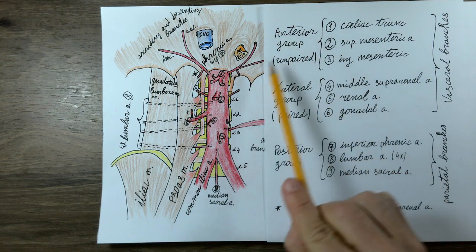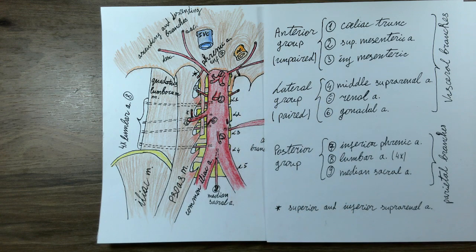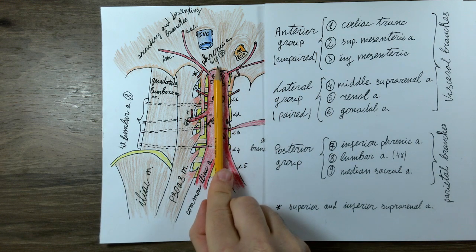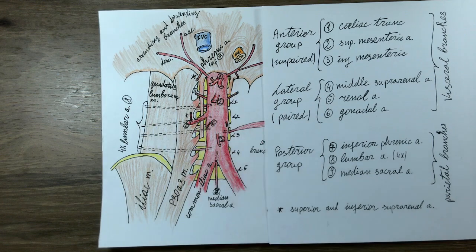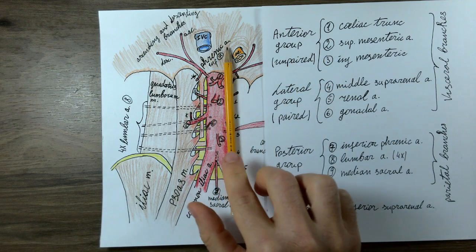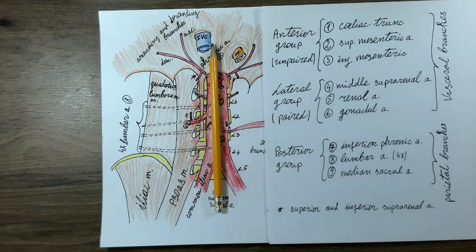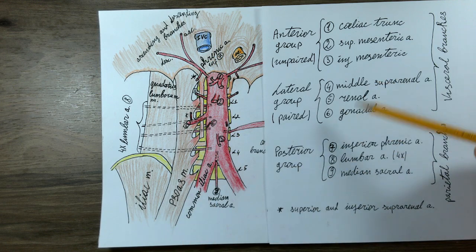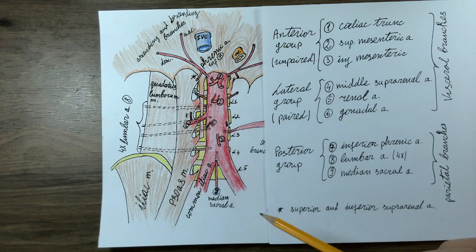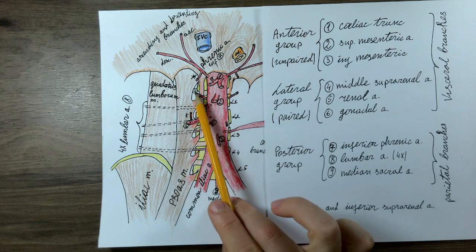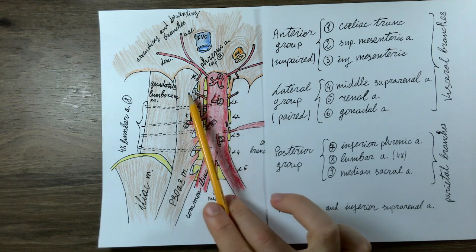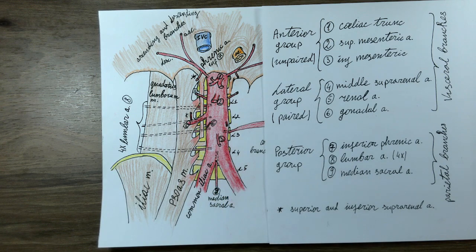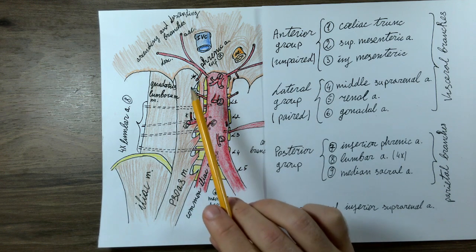So the anterior group, as the name implies, starts from the anterior wall in the midline. Since they're in the midline, there can be only one of them, and they're also called unpaired. The lateral are not exactly on the lateral side, but more lateral to the midline, which you can see here. And these are usually paired arteries, one on each side, and you have the middle suprarenal artery, you have the renal artery, and you have the gonadal artery, like 4, 5, and 6.